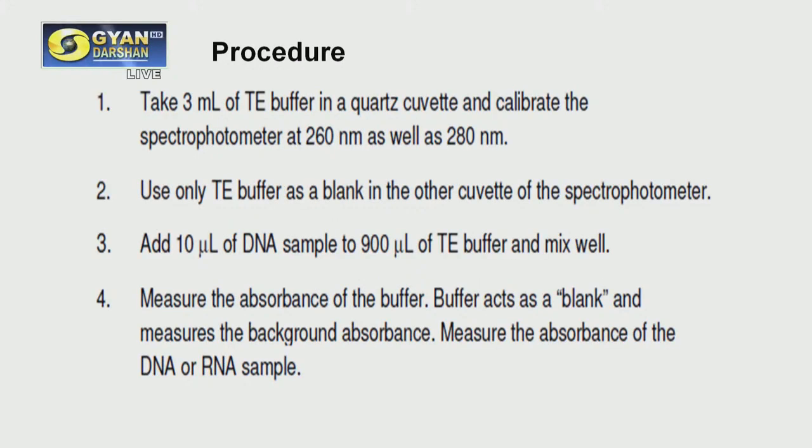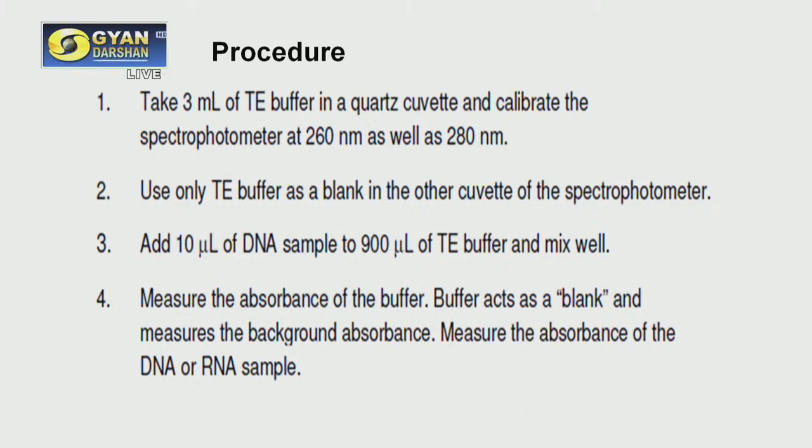First of all, you have to standardize, or auto zero, the spectrophotometer. For that, you take a quartz cuvette within which you take simply the buffer, that is the TE buffer, and calibrate the spectrophotometer. Like in a pH meter, you have to calibrate the machine first. So you calibrate at 260 nanometer and 280 nanometer, just doing an auto zero. And then you add the samples.